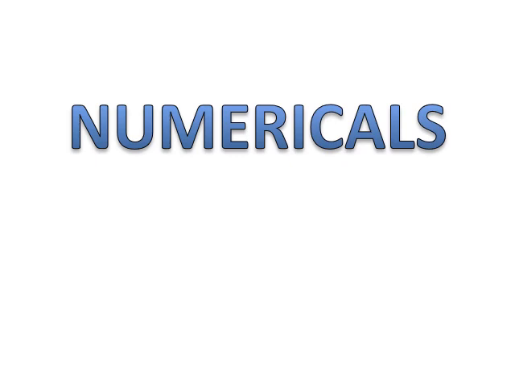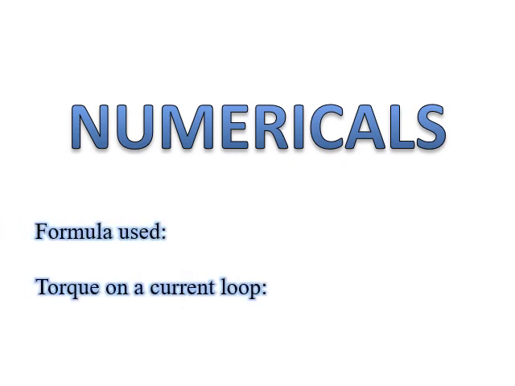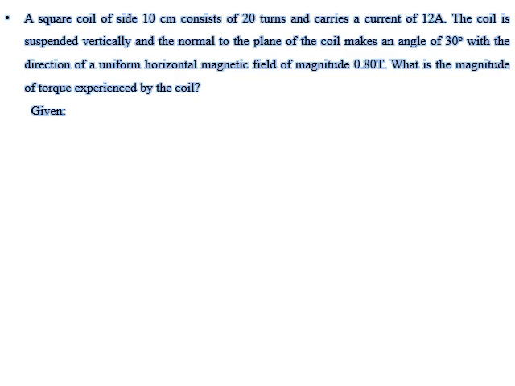Next, numericals. We will be using the formula for torque on the current loop: tau is equal to NIAB sine theta. First question. A square coil of side 10 cm consists of 20 turns and carries a current of 12 ampere. The coil is suspended vertically and the normal to the plane of the coil makes an angle of 30 degrees with the direction of a uniform horizontal magnetic field of magnitude 0.80 Tesla. What is the magnitude of torque experienced by the coil?